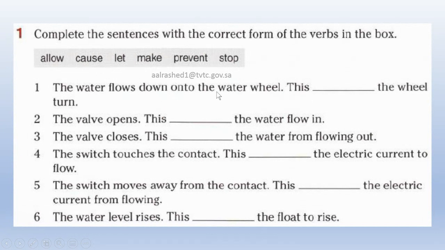The water flows down onto the water wheel. This means the wheel turns. We don't have to here. Which one do you think I should put here? Makes, because I'm talking about something singular. This makes the wheel turn. I didn't put cause. Why? Because there is no to here. So I use makes, because when you read this sentence, it has a meaning of to force. Let's see number 2.